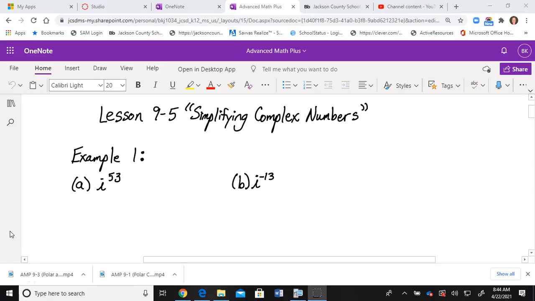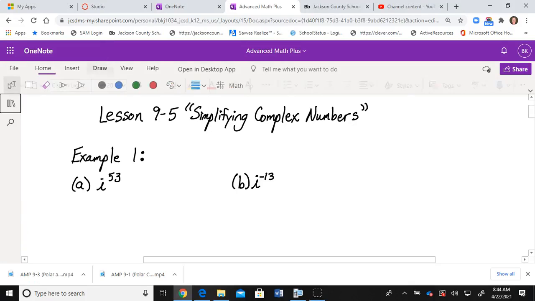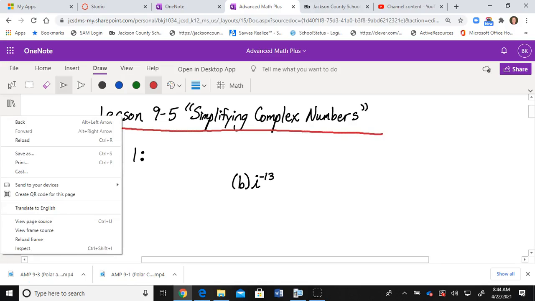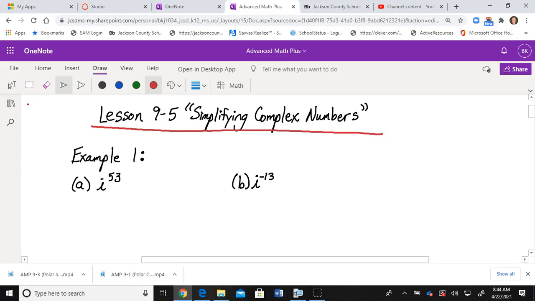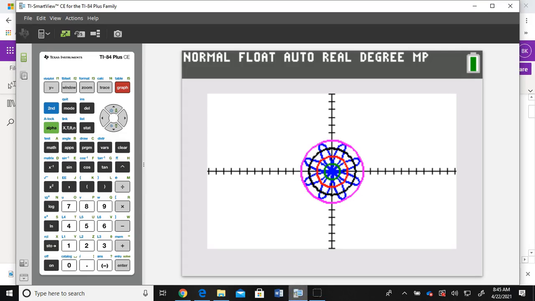We're doing lesson 9.5. Today we're going to simplify some complex numbers. That means everybody's favorite letter i is making a comeback. Before we go any further, you can do this on your calculator, so if it comes up on the ACT, it's there.